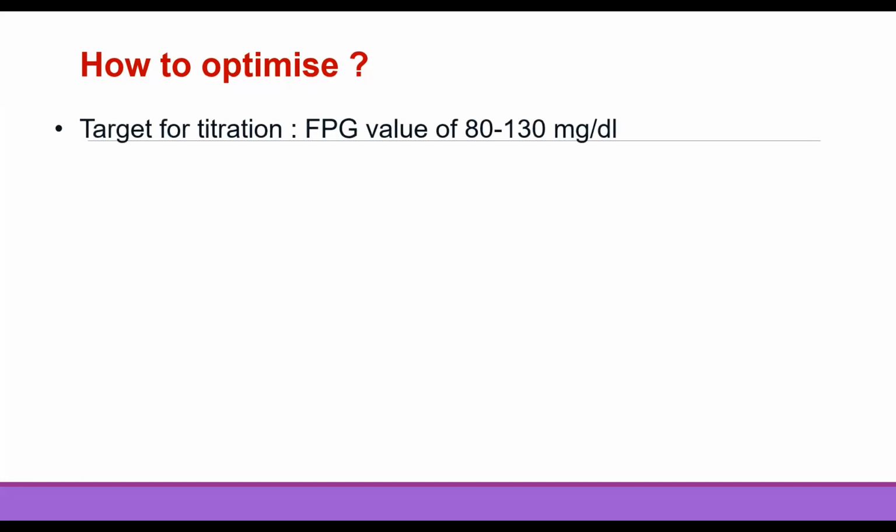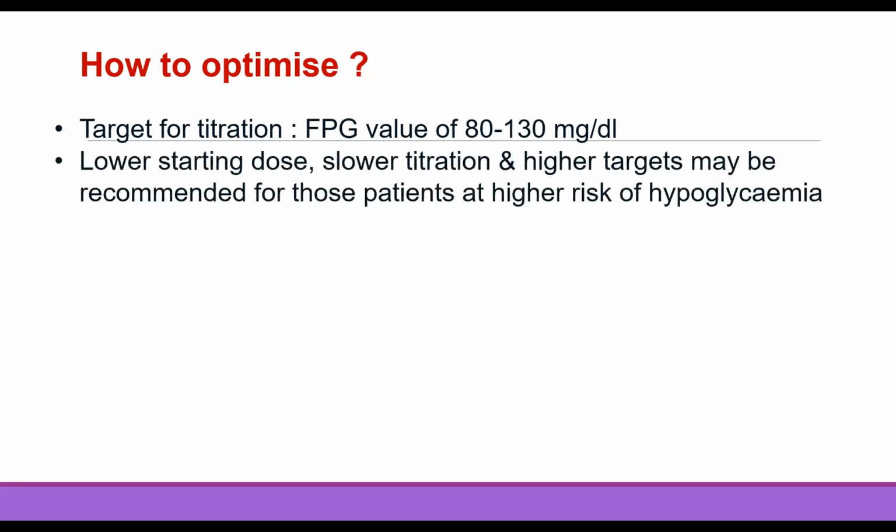Usually we have to titrate the insulin dose. We have to keep a target. In this case, maybe the fasting plasma glucose value of 80 to 130. We should start low and go with a slow titration, and higher targets may be recommended for those patients with high risk of hypoglycemia. Say, as I've told you, a patient who is about 70 years old, who has multiple micro and macrovascular complications and a short lifespan, I would like to target fasting plasma glucose between 130 to 150.